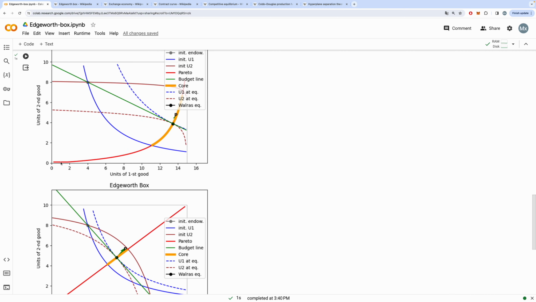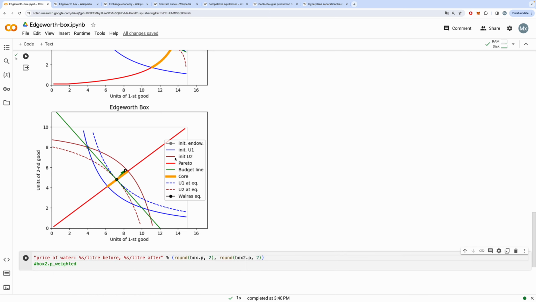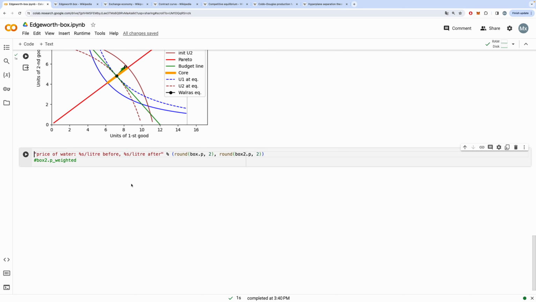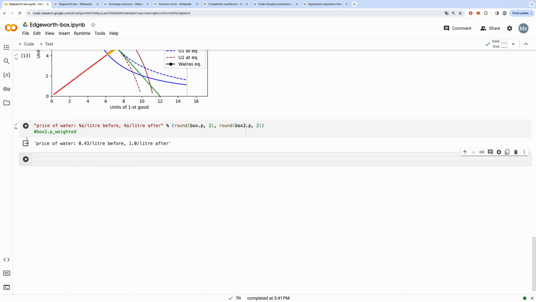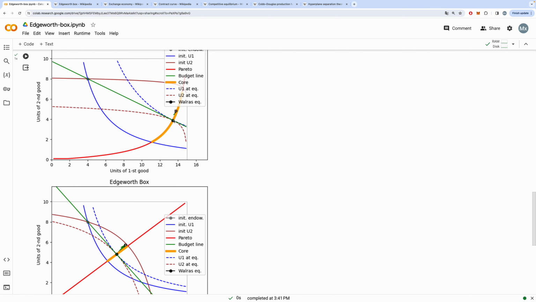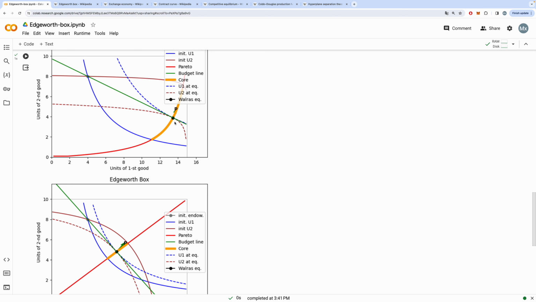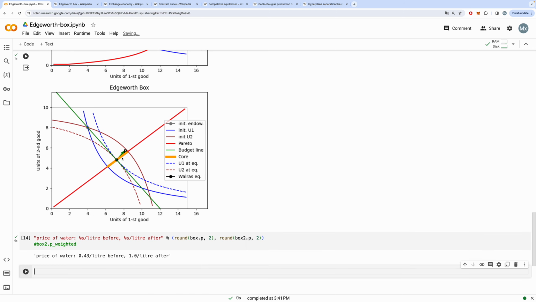So the contract curve, which was actually a curve before, now it's just a straight line. And if you check for prices before and after, so the price of bread is fixed at 1 unit, and before the price of water was 0.43 and now it's 1, so the same price as bread. So this is why the contract curve is a diagonal and the budget line is actually orthogonal towards it.